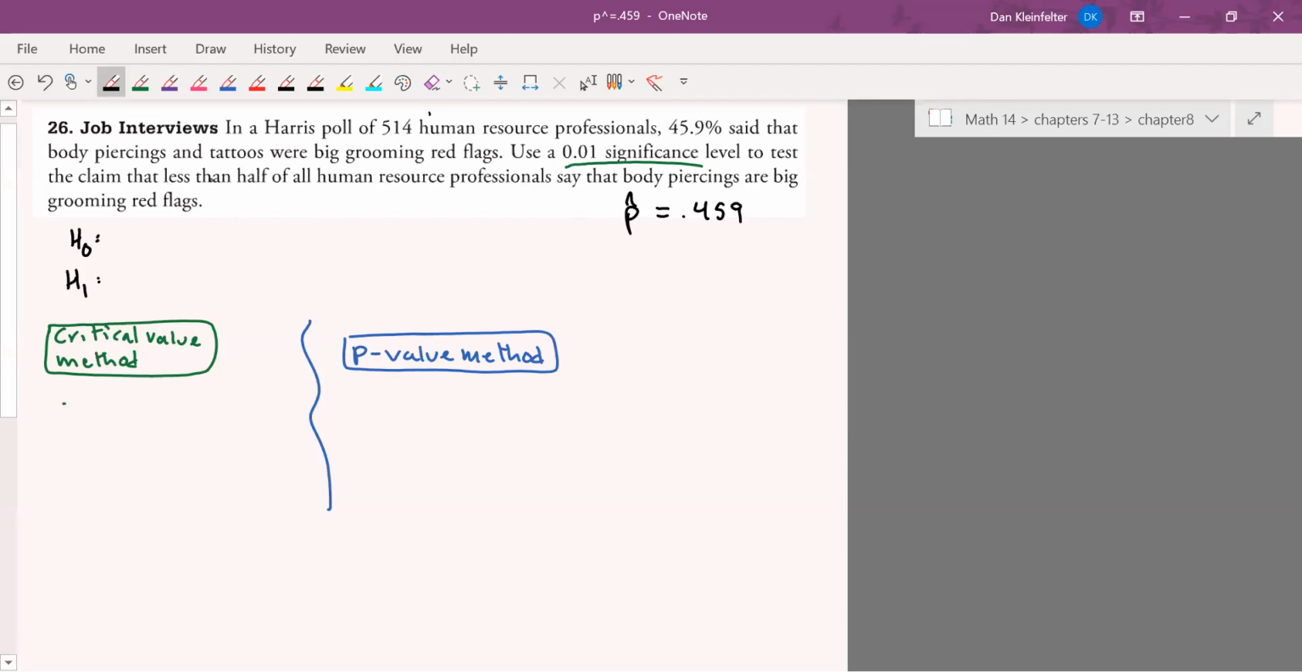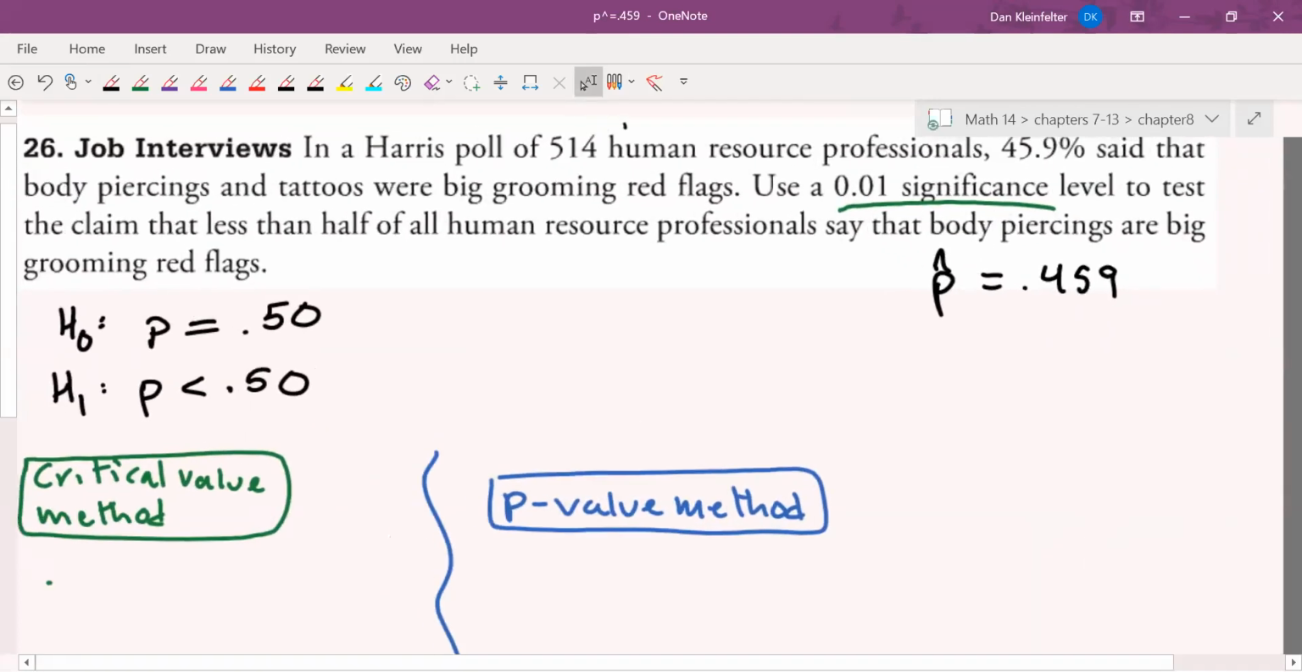So the claim is that less than half. So the proportion is less than 0.5. And so our null hypothesis is that it's equal to 0.5. Okay, so then test statistic.